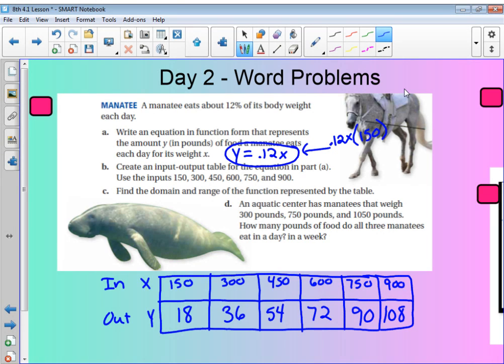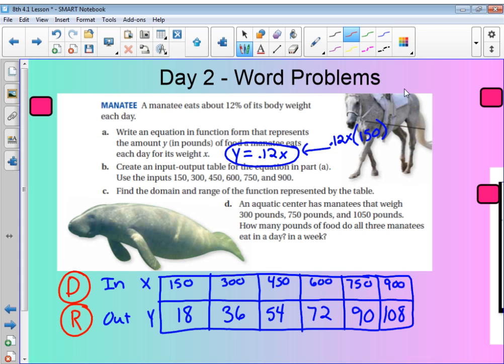Okay, so letter C says find the domain and range of the function. So I'm just going to mark these in red. My domains are my inputs. My ranges are my outputs. So once again, working that vocabulary and just understanding the difference between those.